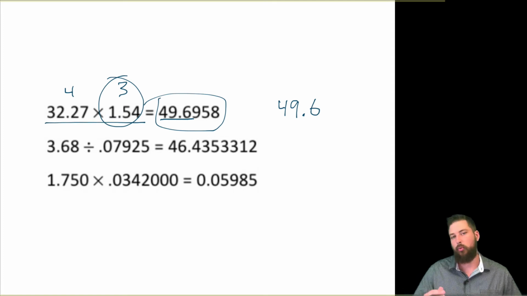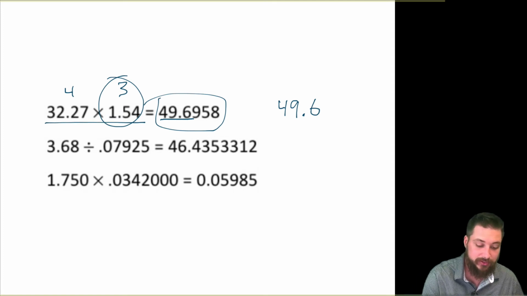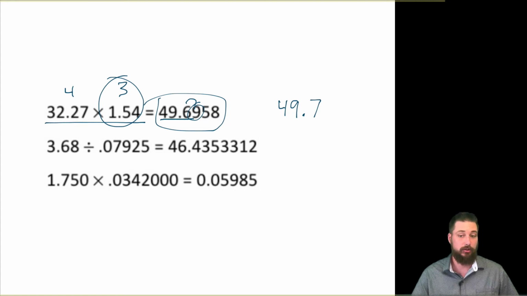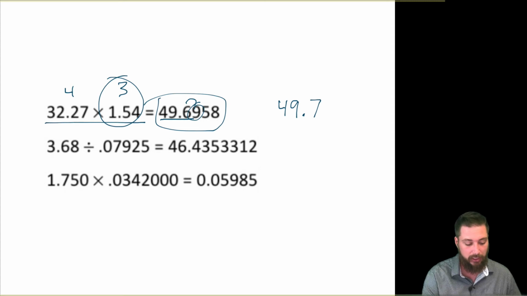What I did wrong was this 6 should actually be a 7, and the reason why is because this 9 rounds it up. And so we end up with 49.7 when we multiply these together. All right, so let's go ahead and go through this next one here.